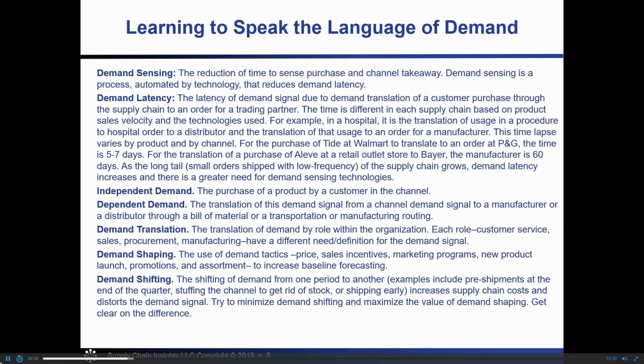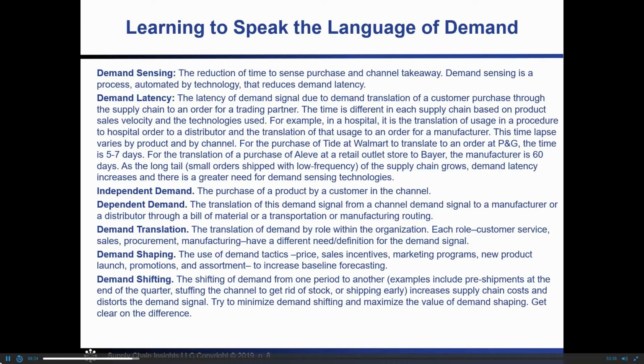Now, demand translation actually translates independent demand into role-based usage across the supply chain. So sales, procurement, manufacturing. DDMRP is a type of demand translation. DDMRP stands for Demand-Driven Material Requirements Planning. It is a type of demand translation for procurement.